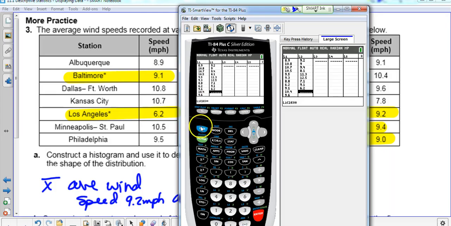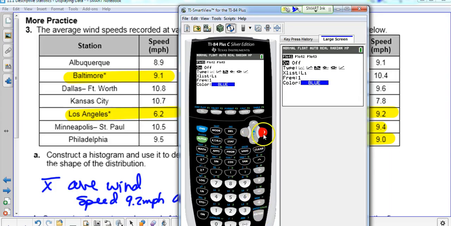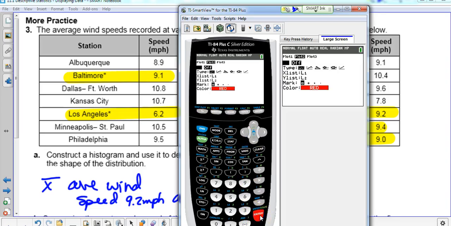All right, this time we're going to look at both plot 1 and plot 2. So when you have those in, go second y equals, turn on plot 1, set to the box and whisker, which is the 4th type, and be positive that it says list 1, because then I'm going to go into plot 2. So go back second y equals down to plot 2, turn this one on, again choose the type box and whisker, which is the 4th one, but it has to say list 2 this time.